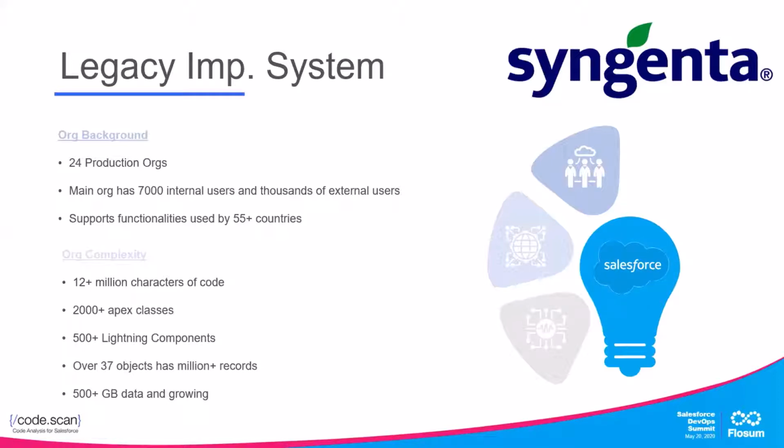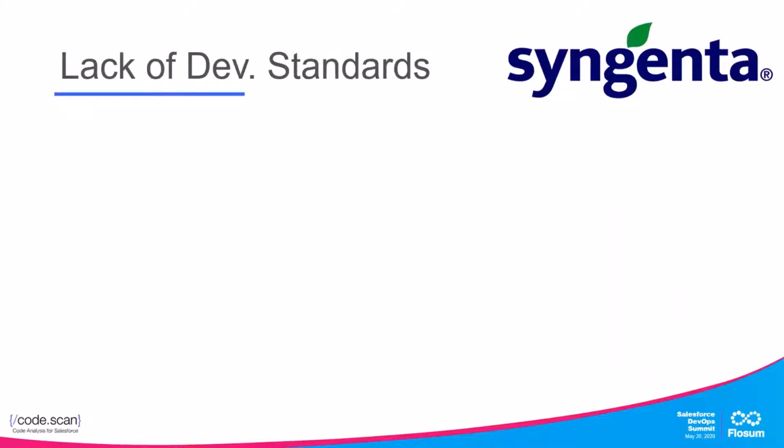And regarding all of these artifacts, I'm only talking about the unpackaged code, or the custom code that we wrote in our org. It does not include managed packages, as we can't get the numbers on those classes. So you can imagine the complexity of our org, right?